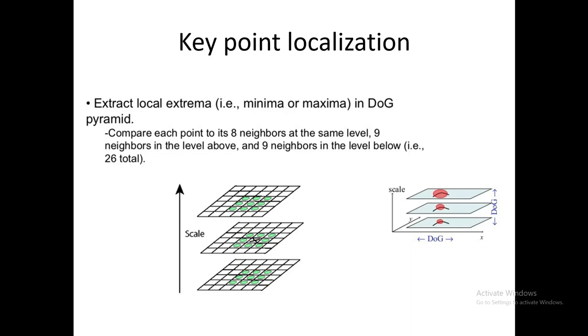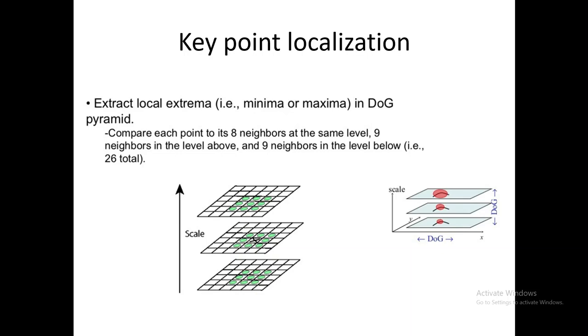This neighborhood represents the space, and we can also think of that point having neighbors up and down in scale. Space means the neighborhood in the image itself, and the point may also have neighbors in the scale, up and down. This scale is represented by the blurrier versions of the image itself. This neighborhood in the image itself and the neighborhoods in the up and down scale together are represented as a scale space.